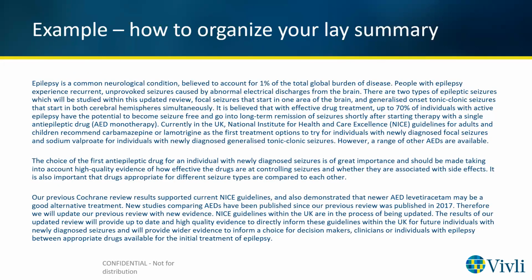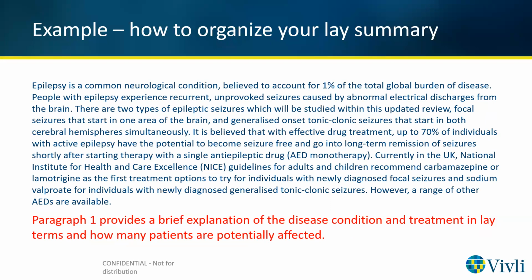In the next slides, we'll provide an example of how to organize your summary. Paragraph 1 here provides a brief explanation of the disease condition and treatment in lay terms and how many patients are potentially affected. Following the description of the disease, the narrator then explains potential options for treatment.